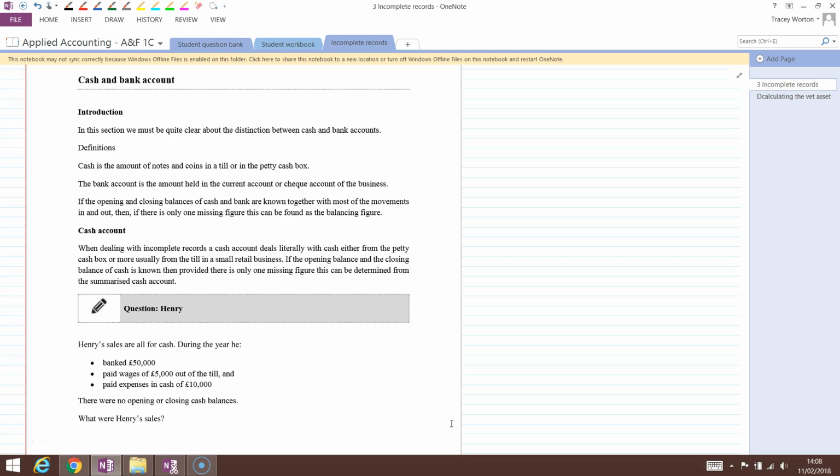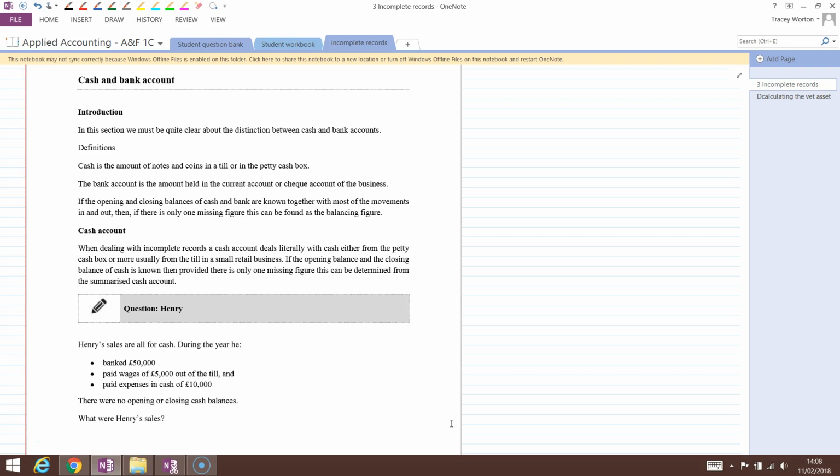So looking at a cash account example, when dealing with incomplete records, a cash account deals literally with cash, either from the petty cash box or more usually from the till in a small retail business. If the opening balance and the closing balance of the cash is known, then provided there is only one missing figure, this can be determined from a summarised cash account.